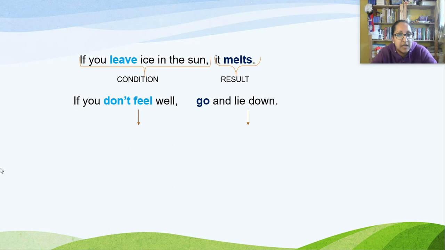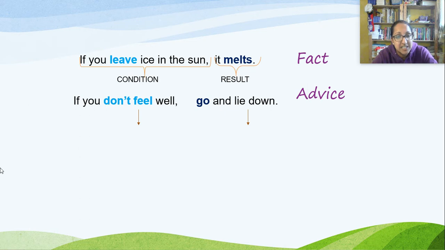Let's look at the last two examples. If you leave ice in the sun, it melts. If you don't feel well, go and lie down. Now, the first part of the sentence, if you leave ice in the sun, or if you don't feel well, that is the condition. The result is it melts, or go and lie down. Okay. The first sentence, as I said before, is a fact, whereas the second one, if you don't feel well, go and lie down, that is advice.